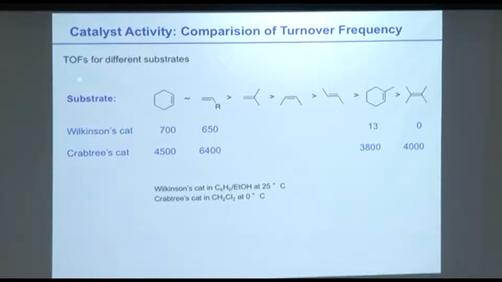I've shown you here the turnover frequencies, and you'd see there's a dramatic difference. And even so, Crabtree's catalyst works at lower temperature, there's this tenfold increase. So why the heck are we still using Wilkinson's catalyst, if Crabtree does it all but faster?